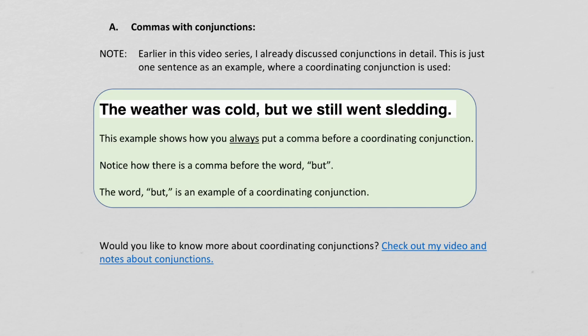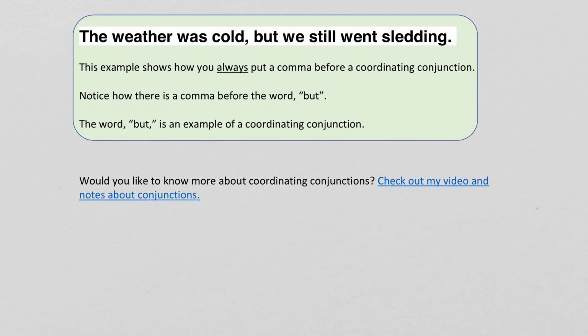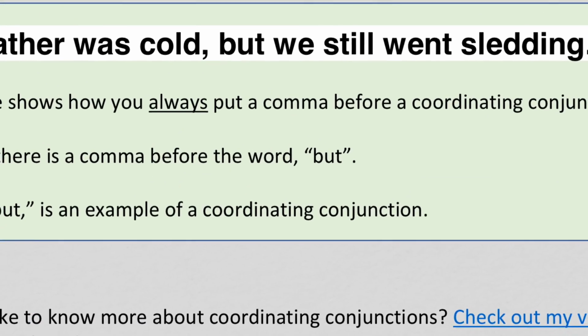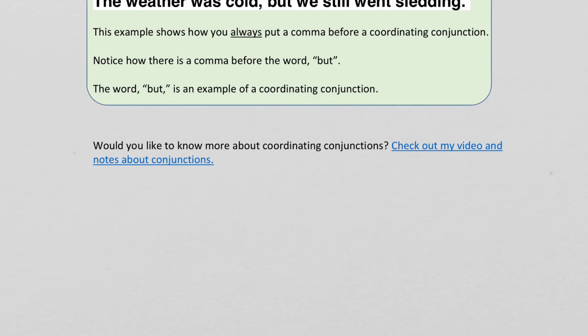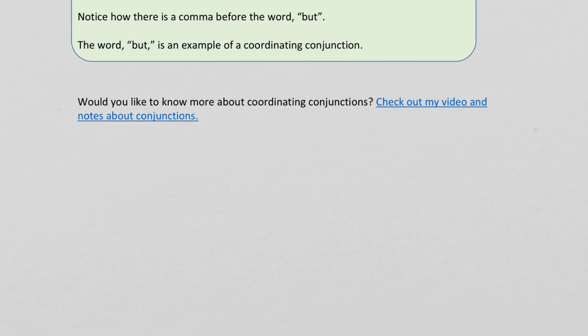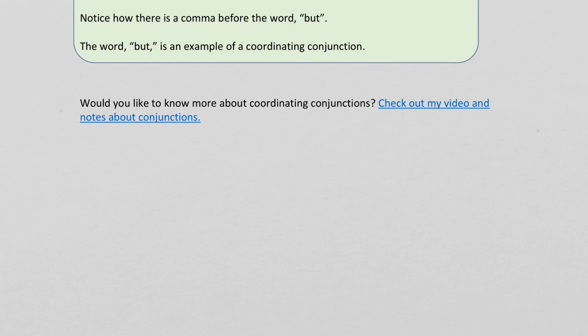This is just one sentence as an example where a coordinating conjunction is used. The weather was cold, comma, but we still went sledding. The weather was cold, but we still went sledding. And you notice when I read a sentence and there's a comma, I sort of pause a little bit. The weather was cold, but we still went sledding. This example shows how you always put a comma before a coordinating conjunction. Notice how there's a comma before the word but, right? So but is our coordinating conjunction. And again, I already gave the link, but check out my video and notes about conjunctions.